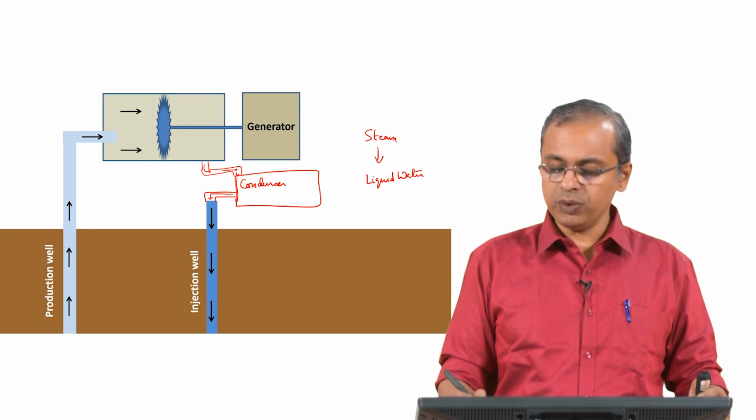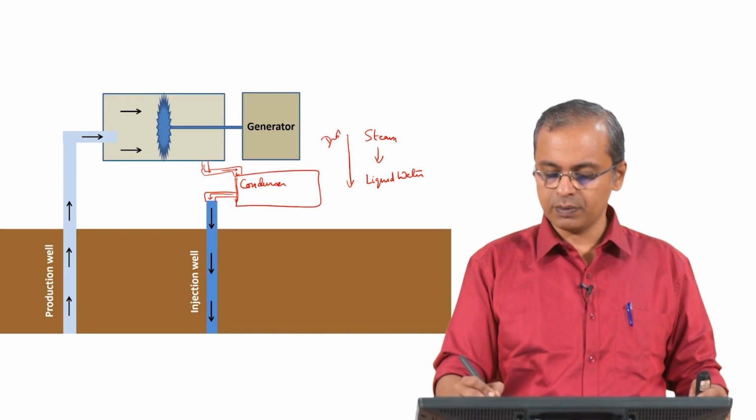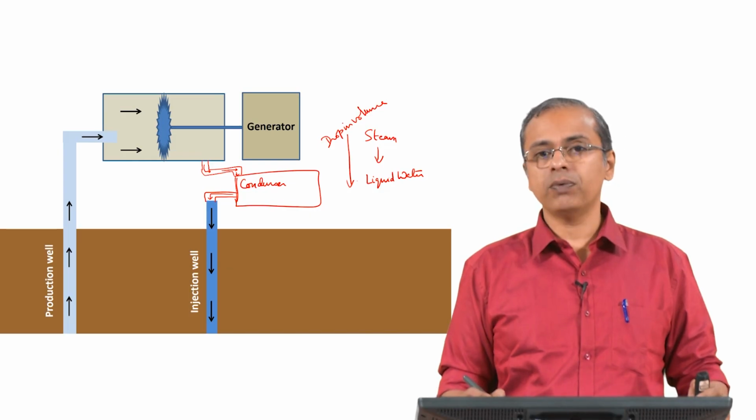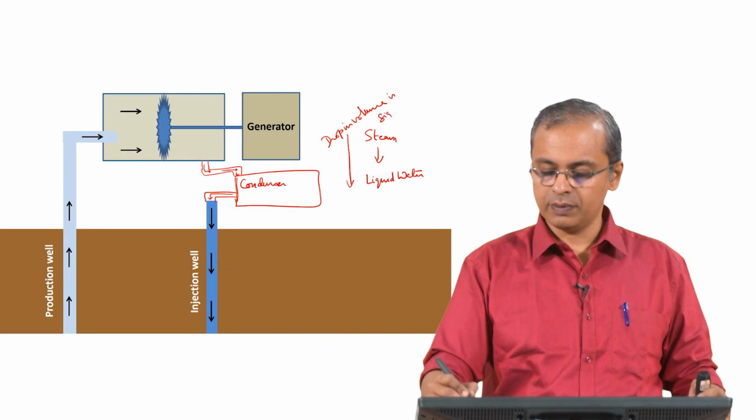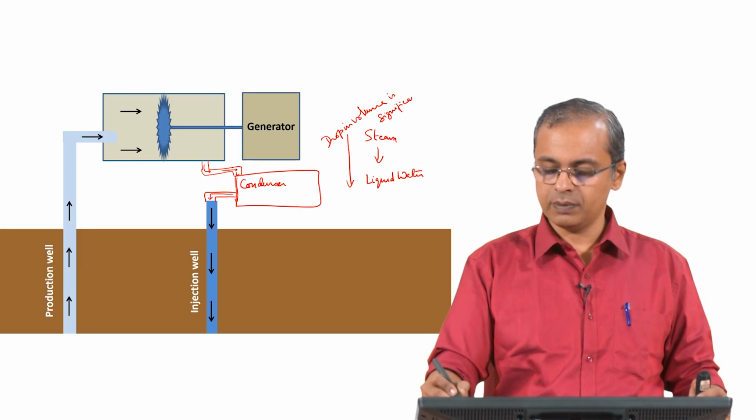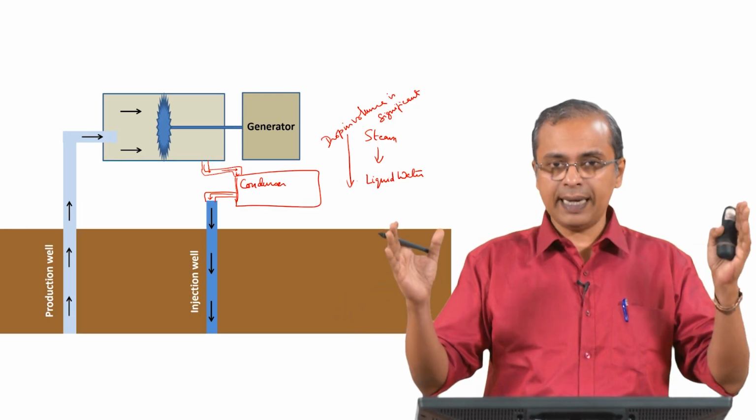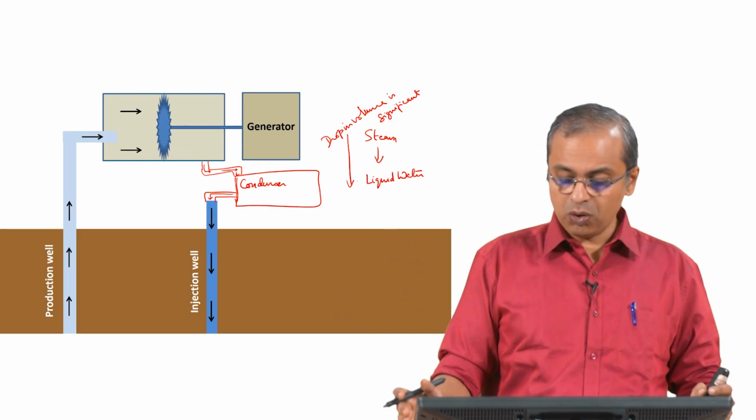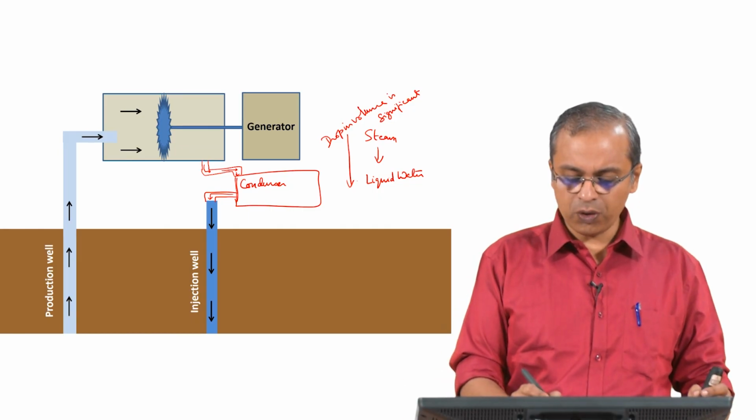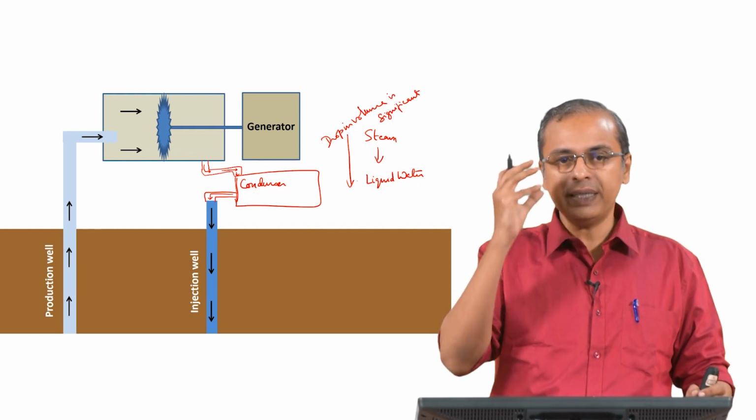So, when you do this, the drop in volume is significant. Steam is going to have significantly higher volume than the same amount of water when it is converted into liquid water. So, there is a huge drop in volume when it goes from steam to water. Now, this drop in volume means what?